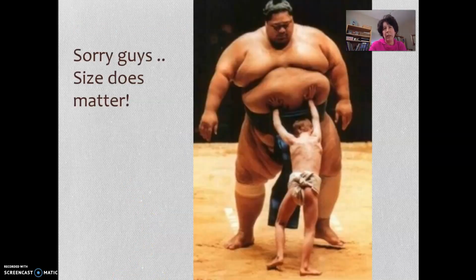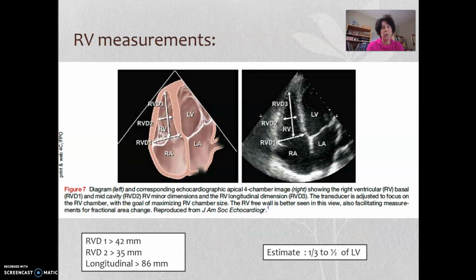So how do we look at RV size? Well, we can do measurements, or we can just eyeball it. If you're going to just eyeball it, we're looking for a third to half of the LV. The measurement that I would recommend, if you are going to do a measurement, is this one here, which should be less than 42 millimeters, and you do that in diastole.